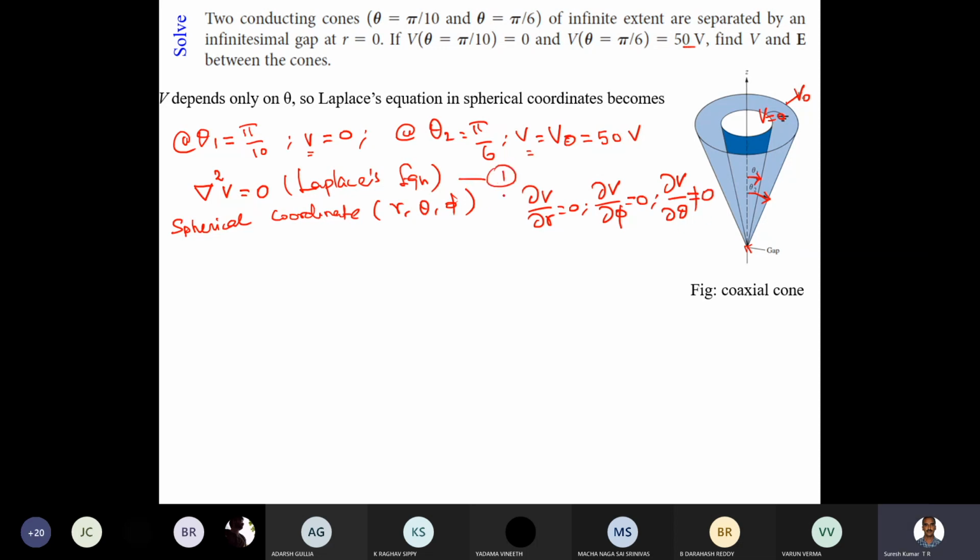Now in equation 1, there might be three terms, but since there is no variation along the radial and azimuthal directions, if you expand equation 1, it will reduce to 1 over r square sine theta times d by d theta of sine theta into r. This is a function of only one variable, so you can make it a differentiation.